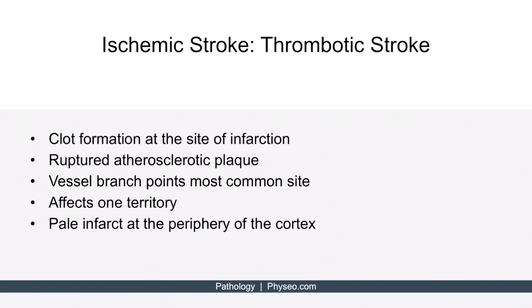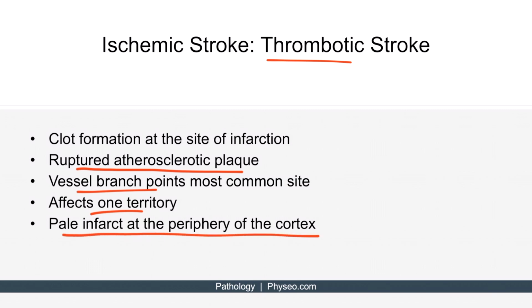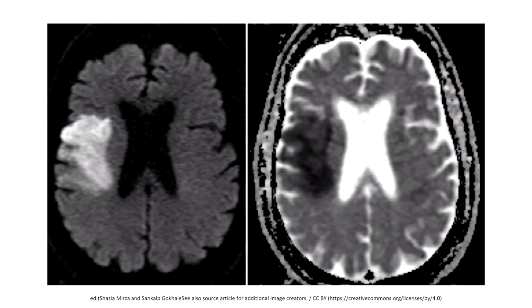There are 3 main types of stroke: thrombotic, embolic, and lacunar. We'll discuss thrombotic first. Thrombotic refers to clot formation at the site of infarction, usually over a ruptured atherosclerotic plaque, which often develops at vessel branch points. It typically affects one specific territory, such as the MCA, the ACA, or the PCA. Thrombotic strokes typically cause a pale infarct at the periphery of the cortex, as the areas distal to the clot have decreased blood flow, causing them to appear paler. Here's an axial MRI of the brain showing a thrombotic stroke in the right middle lobe.